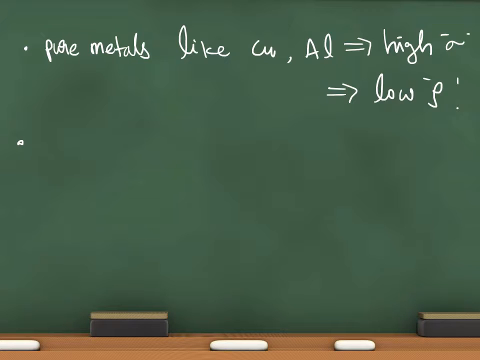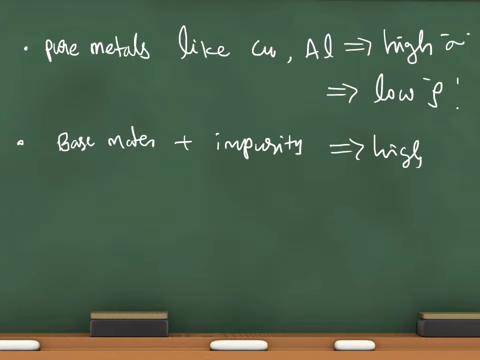If we want to increase the resistivity, we have to add some impurity to these base metals or base materials. Then this will become high resistivity or some moderate resistivity. Say this is rho naught, this is rho 1. So rho 1 will be greater than rho naught in this case.